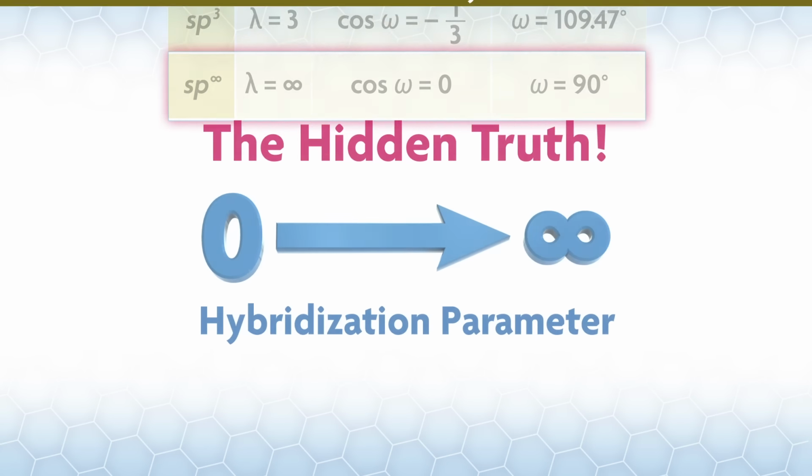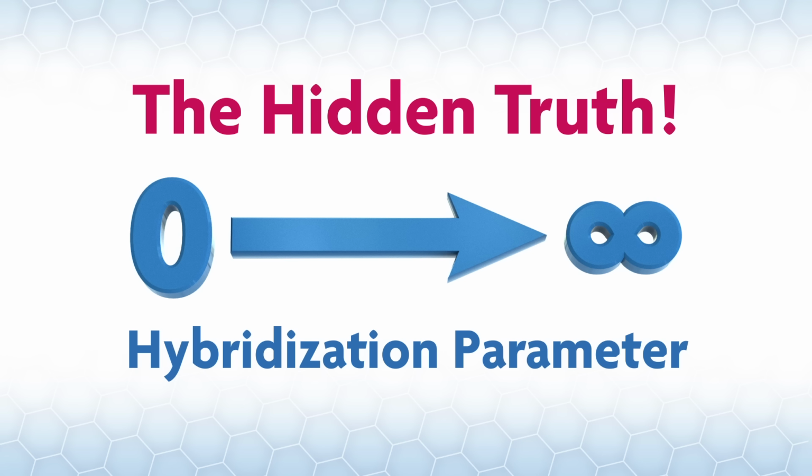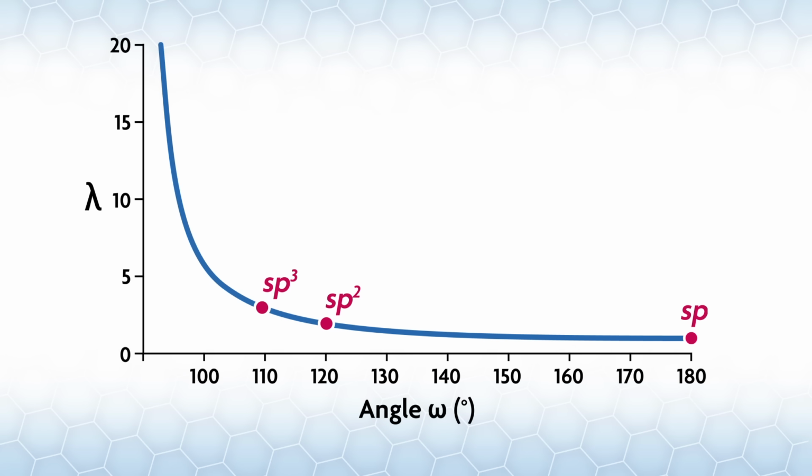This is a good point to say the truth has been hidden from you, possibly for years, depending on when you were first introduced to hybrids. Hybridization doesn't just go sp1, sp2, and sp3. The hybridization parameter actually goes from 0 to infinity. So a slightly larger range than that. You can see the relationship between the angle and the hybridization in the graph below, where hybridization increases rapidly as you approach 90 degrees.